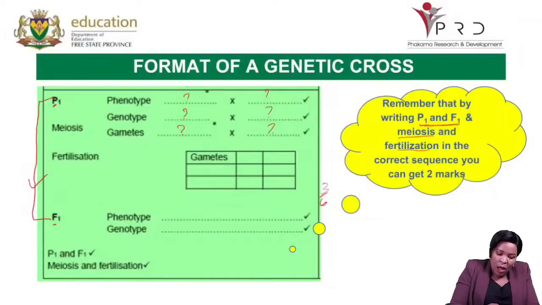Then, meiosis and fertilization. So you must just remember, meiosis comes on top, then in between is gametes, then fertilization. So once meiosis and fertilization are at the correct place, that is another mark.